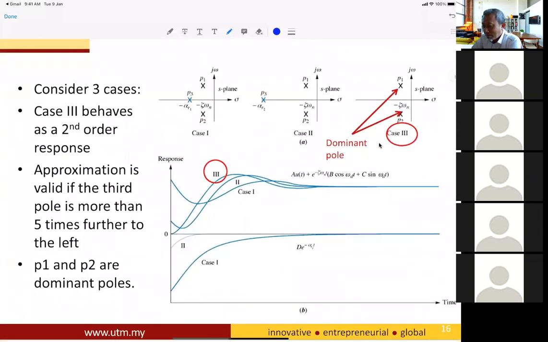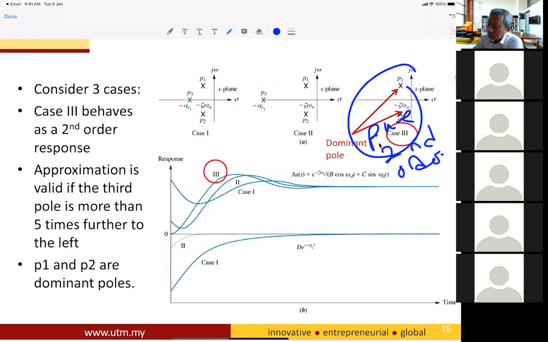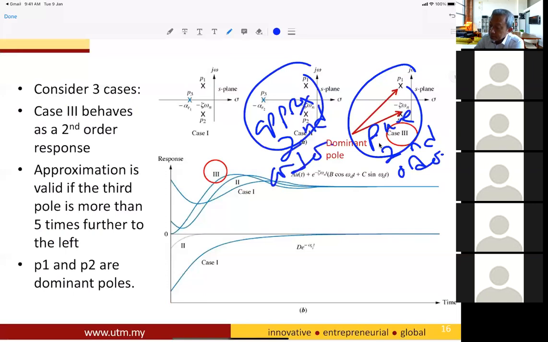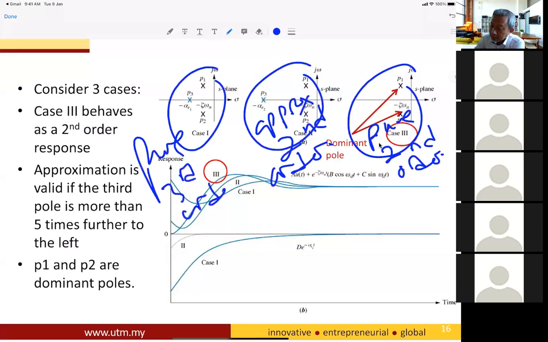So there we have 3 cases here. One is a pure second order. This one is an approximate second order. And this one is a pure third order. So we have 3 cases. Case 3 behaves like a second order, definitely. The approximation is valid if the third pole is more than 5 times further to the left.